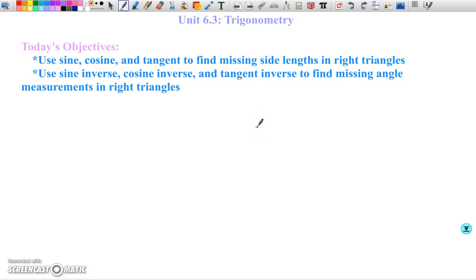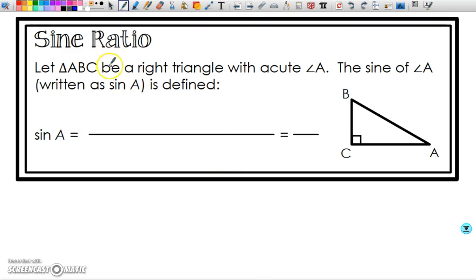In the last unit, we talked about special right triangles and how to use some properties to find missing side lengths. In this section, we're going to use what's called trigonometry, or trig for short, and that would be our information of sine, cosine, and tangent. So we're going to use it to find missing side lengths in right triangles. Then we're going to use the inverses to find missing angle measurements in right triangles. So let's just jump right into it.